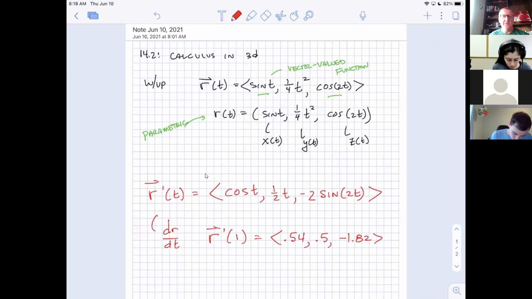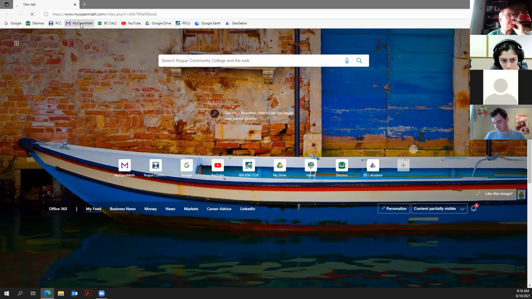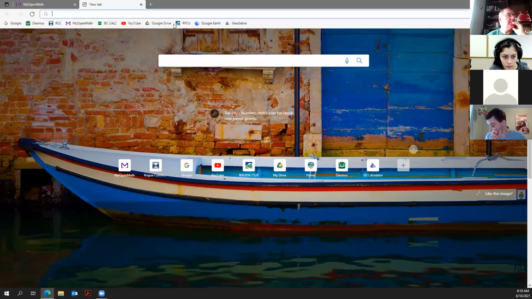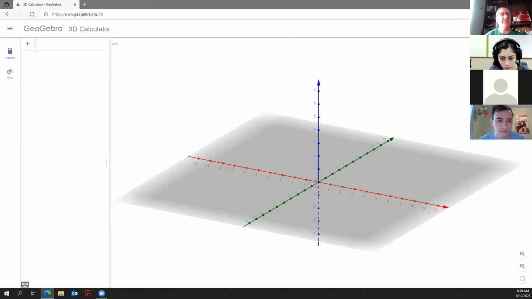I think I'm going to have to do this with my computer, so I'm going to stop sharing this and we're going to share another screen and I'm going to bring up... Oops, that's not what we want. We want GeoGebra. So you're seeing my GeoGebra screen, I think. Yeah, I can see GeoGebra.